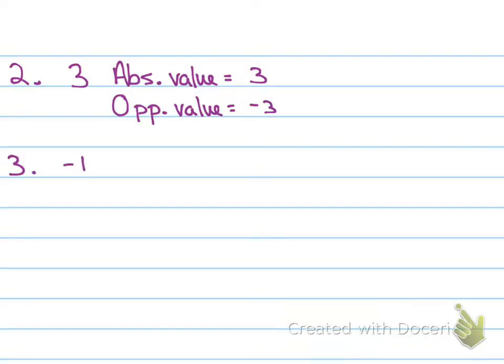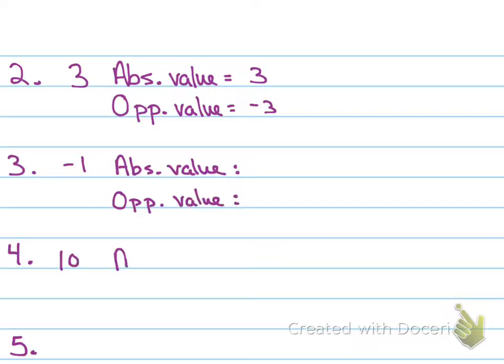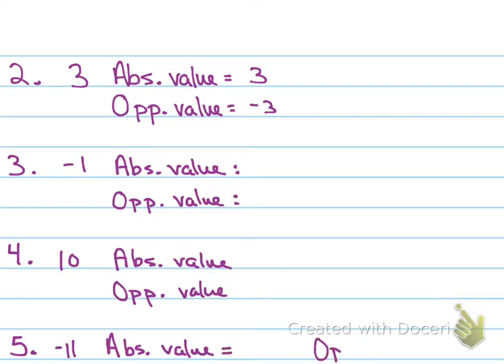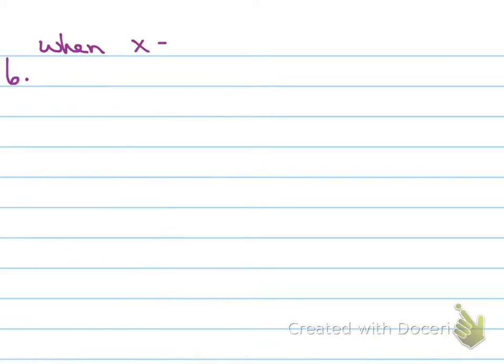So number 3, what's the absolute value of -1? Just 1. What's the opposite? 1. What about 10? Absolute value is 10. Opposite value? -10. Number 5, absolute value of 11 and opposite, 11 and -11. Very good. So absolute and opposite. Again, we're dealing with how many units it is away from 0. Now I want you to turn the page.